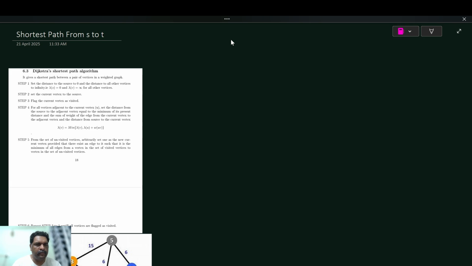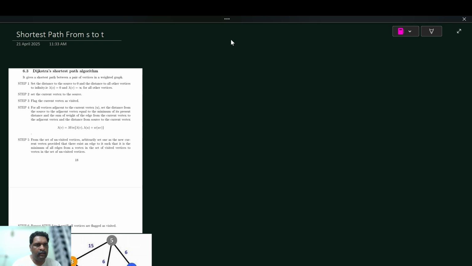Then in step 4, that's our iteration process. For all vertices which are adjacent to the current vertex, set the distance from the source to the adjacent vertex equal to the minimum of present distance and the sum of weight of the edge from the current vertex to the adjacent vertex and the distance from the source to the current vertex. So that's given by the formula lambda of v, which we already assigned in step 1. Lambda of v equal to minimum of the current value of lambda of v and lambda of u plus weight of uv. So u is the current vertex and v is a vertex which is adjacent to the vertex u.